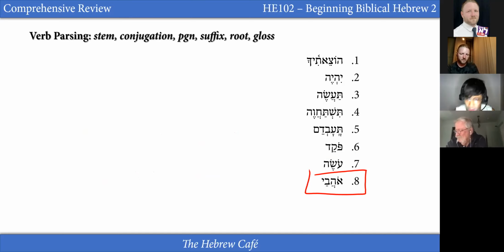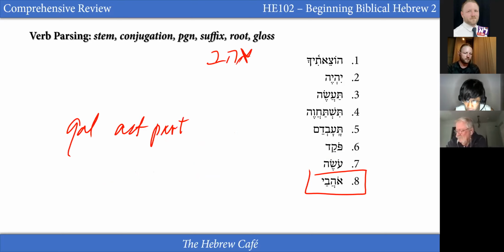Ohavai. Is it "have"? It is a "have." But the O there, another participle. It is a participle, active, so it's a Kal active participle. And then you have the yod at the end. That's a suffix. Okay, let me go through. The stem is Kal, participle conjugation. PGN: masculine singular still. Not singular, plural. The I ending means im, with me.